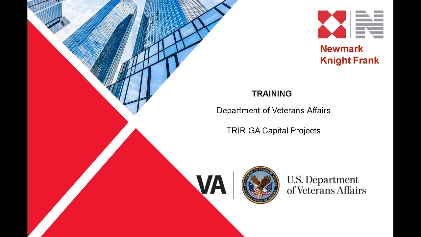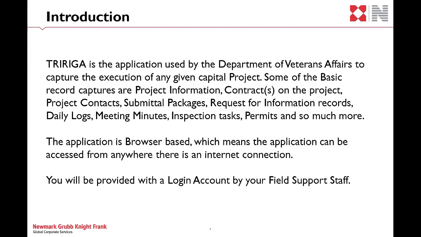In this video, we will be going over how to initiate and finish a contract or an RFI as a contractor. Tririga is the application used by the Department of Veteran Affairs to record information related to projects going on in the field, contracts on those projects, and that information consists of submittal packages, RFIs, and more. Tririga is a web-based application, meaning it can be accessed anywhere that you have internet. You will also be provided with a login account by your field support staff if you do not have one already.